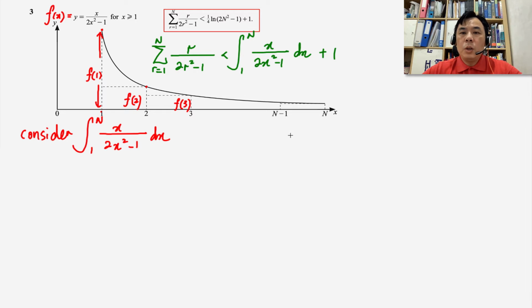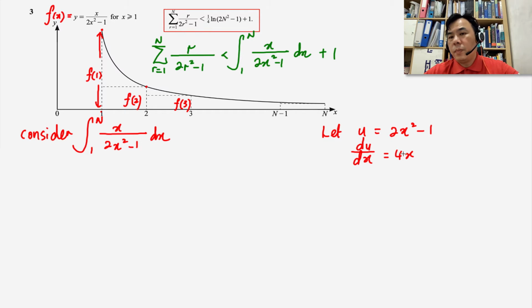All right, I'm going to put the setup at the side here. I'm going to let u equal to 2x squared minus 1. du/dx would be 4x then. And then from here, you will notice that now I can say that x dx, if I arrange the x and dx together, must be a quarter of du. Anyway, this setup is entirely up to your liking at this point, right?